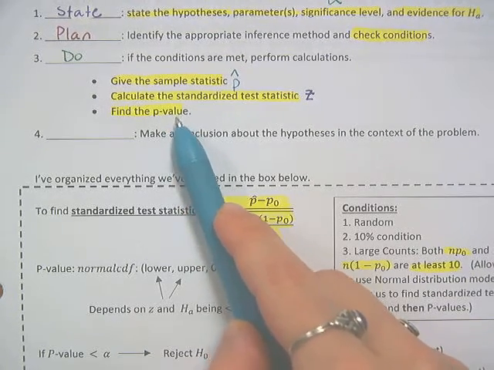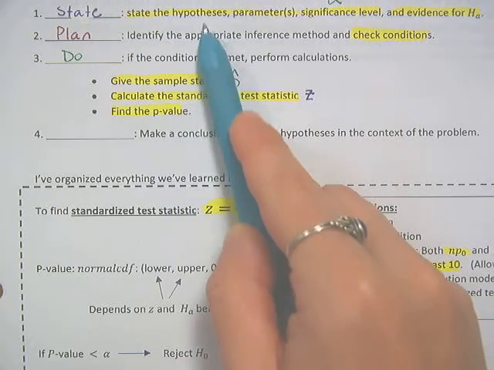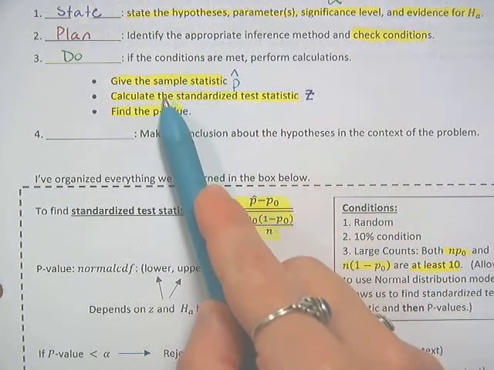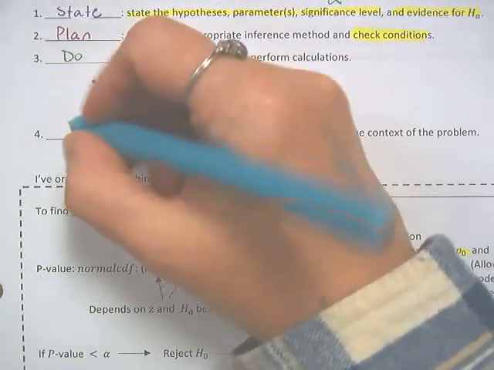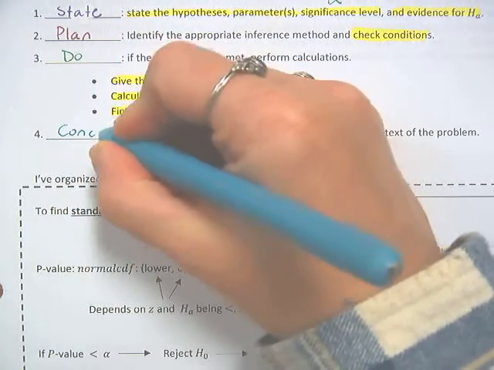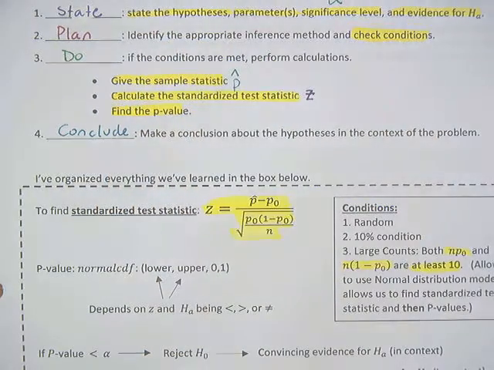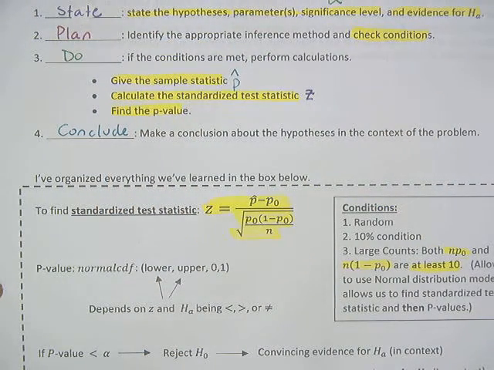Everything boils down to the p-value. This process is always working up to finding the p-value, because once you have that, then you can finally do step 4, which is conclude. You can finally draw a conclusion. You're going to compare the p-value to alpha, and that's where you're going to write either we do have convincing evidence or we don't have convincing evidence of the alternative hypothesis.